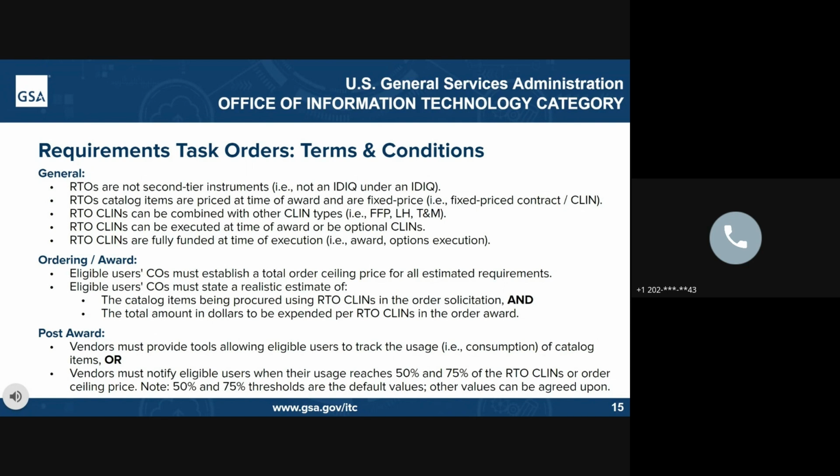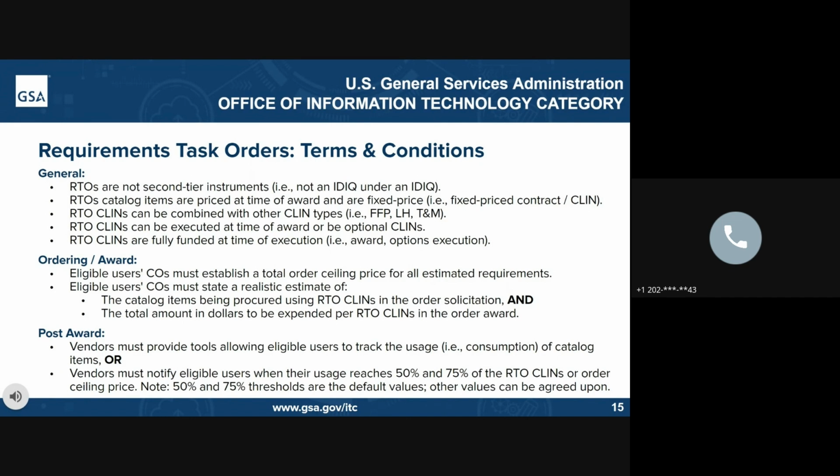Now, post-award, there are some additional management tools that need to be involved. The vendor must provide the ability for the eligible user, that's the CEO, to track the usage so that they can see their burn rate and track what they're burning against, to see if they're going to run out of funds or if they need to execute an optional CLIN.